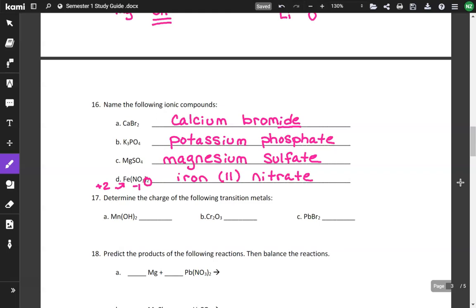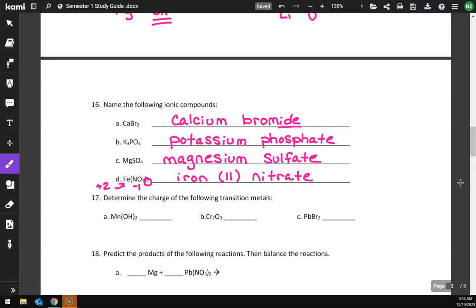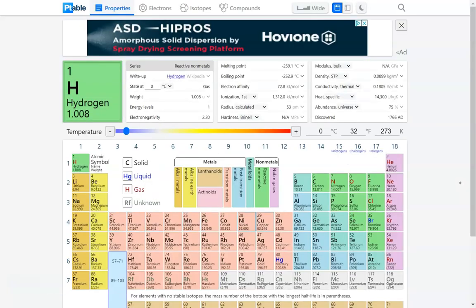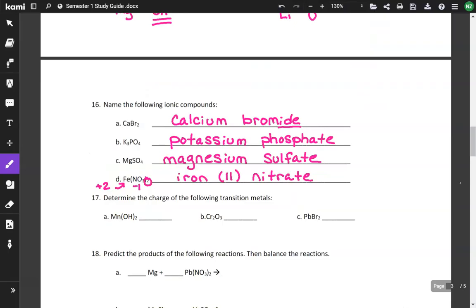Okay, so these are all transition metals. So on our periodic table, transition metals are anything in the D block. We also include tin, which is Sn, and lead, Pb, in the same category because they have variable charges. So OH, for example, is -1, and there are 2 of them. So manganese has to be +2 to cancel that out.